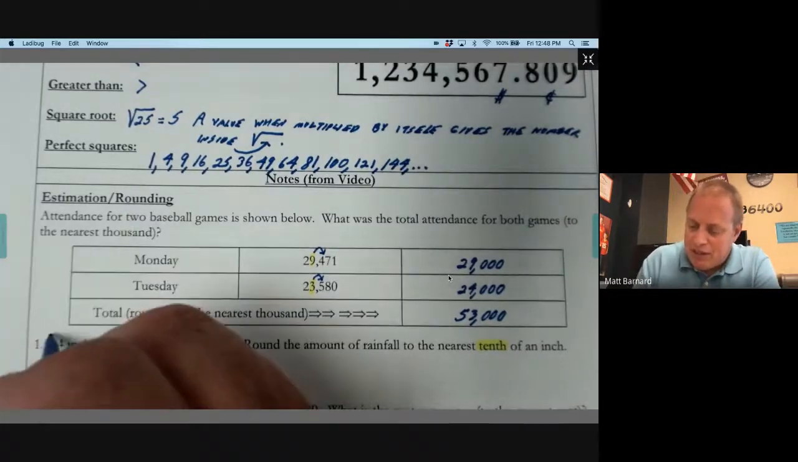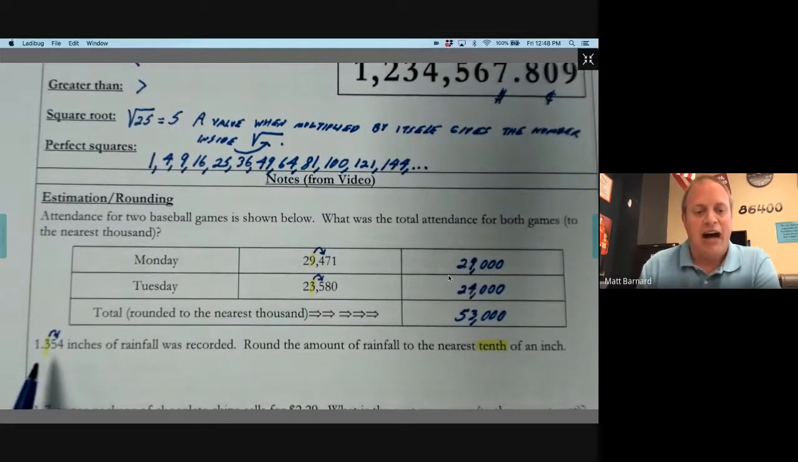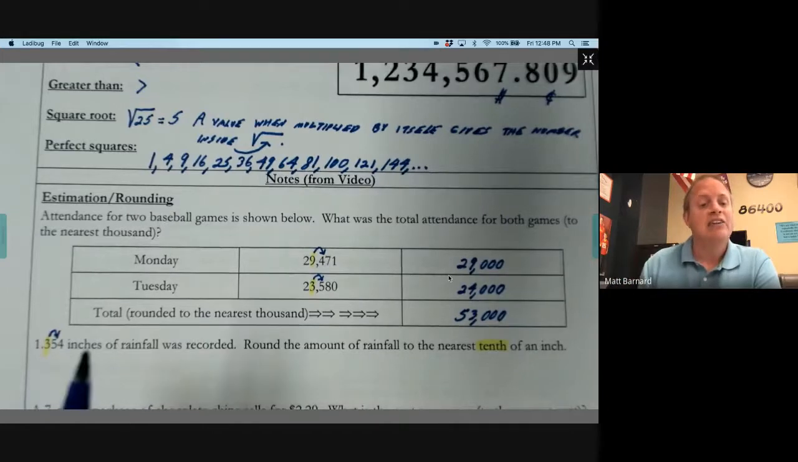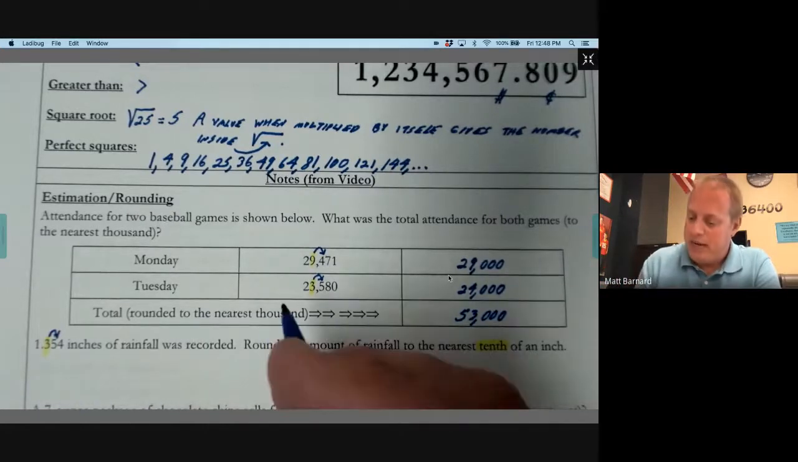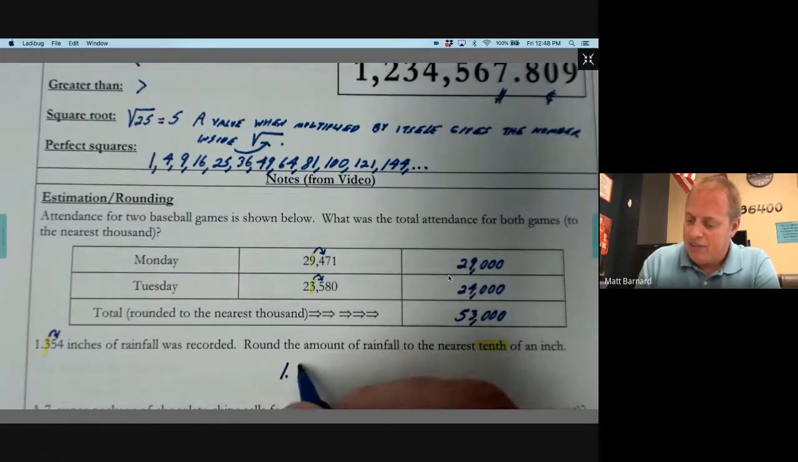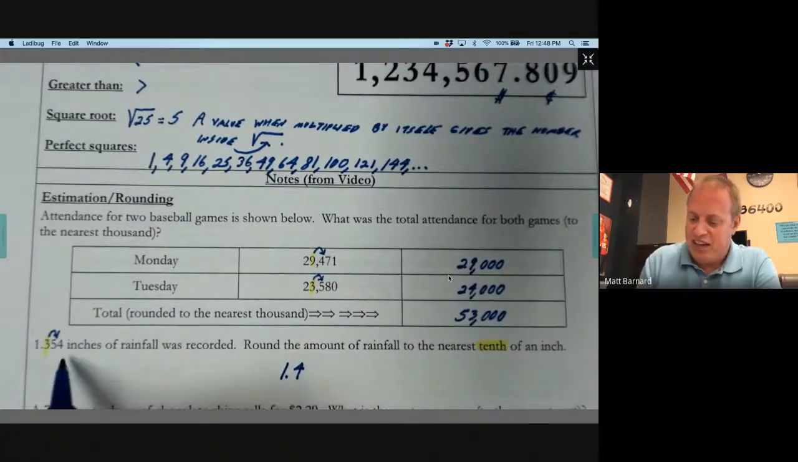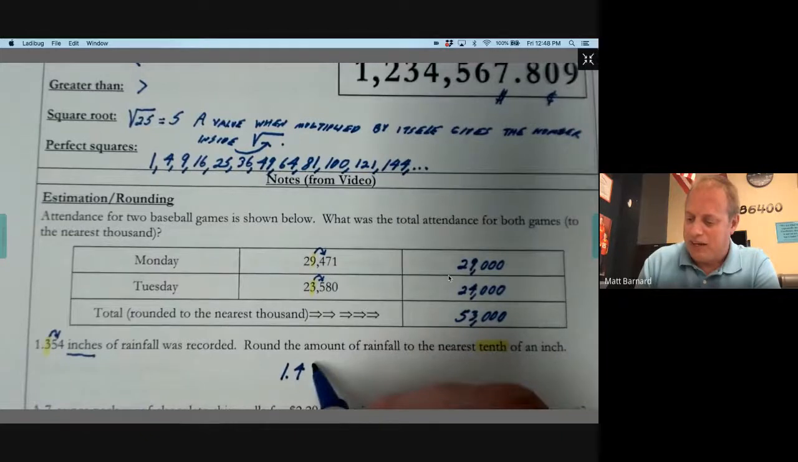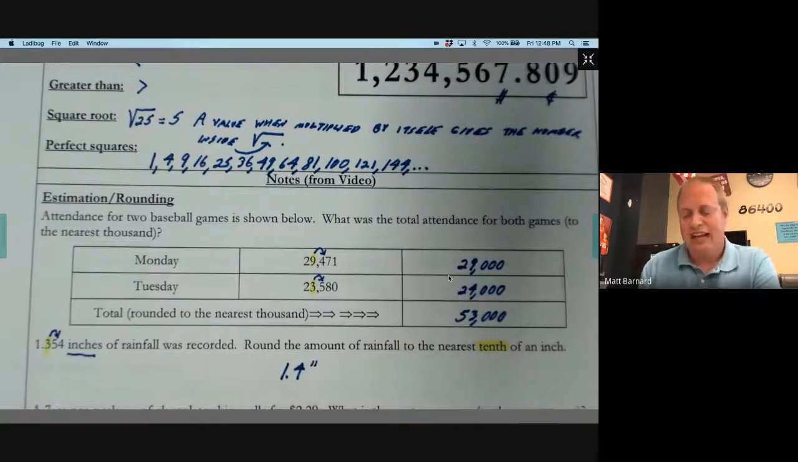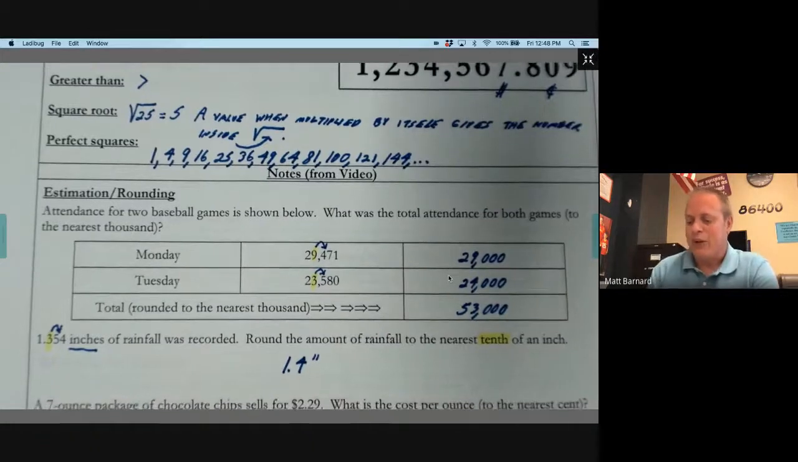So I'm going to look to the right of the highlighted place. Since that is a 5, if it's 5 or larger, I'm going to scoot that 3 up to the next number. So this would be 1 4/10. And since it does say inches, I could use the symbol for inches, which is kind of a double quotation mark, or just a quotation mark right there, or I could use the word too.